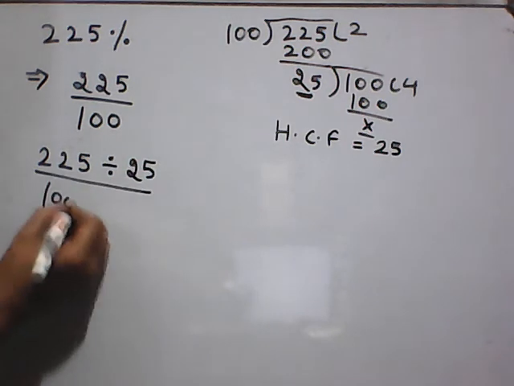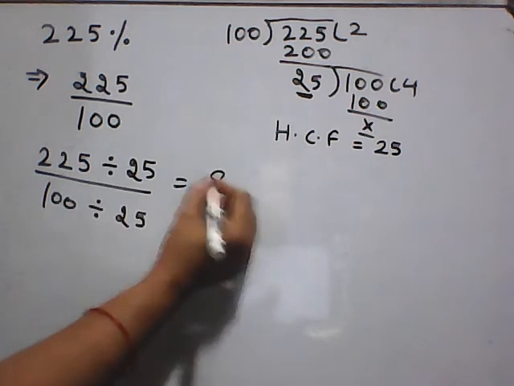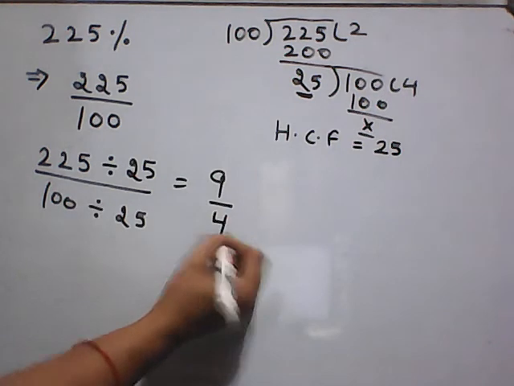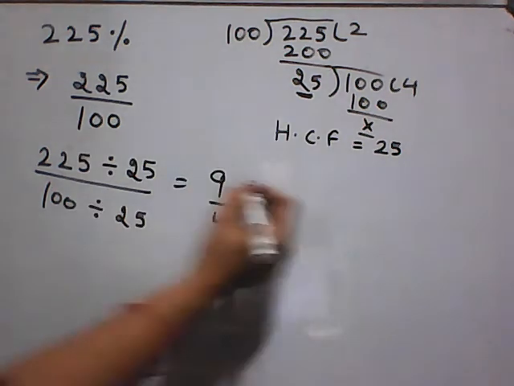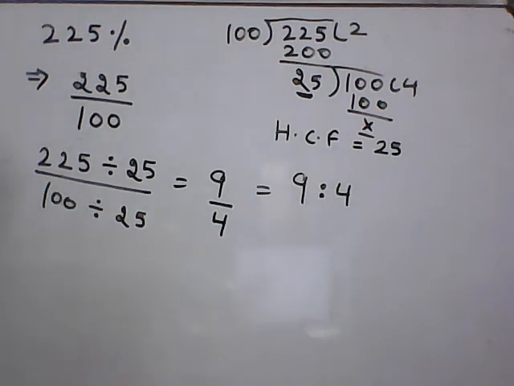100 is also divided by 25. It is 9 by 4. Now it is in lowest form. The fraction can be written as a ratio as 9 ratio 4. In this way, you can convert percentage to ratios.